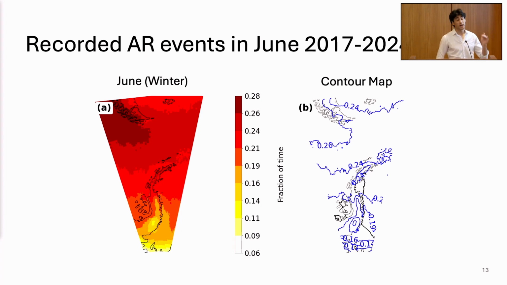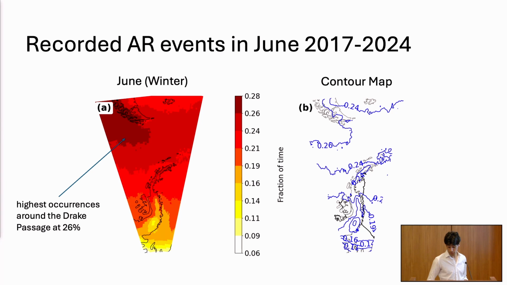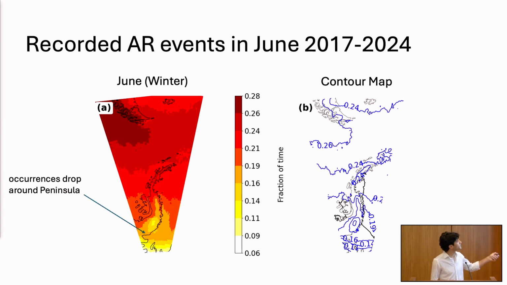Okay, so what's the first thing we decided to do? We looked at the 2017 to 2024 June AR events only, with no constraints. We wanted to see the fraction of time that a grid point was under AR conditions given the TARGET algorithm data set. What we see is about a 26 to 28% fraction of time activity here in the Drake Passage, and then it slowly begins to decline into your 10, 14, 16%, which is also congruent with the literature.